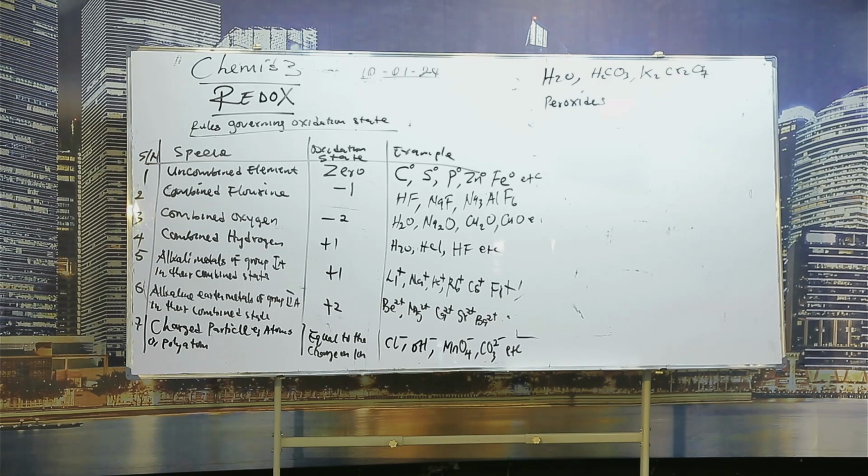Example. How do you write peroxide? H2O2. Give me H2O2. How do you name it? In brackets, hydrogen peroxide. Example, H2O2, in bracket, hydrogen peroxide. Go to the next line.